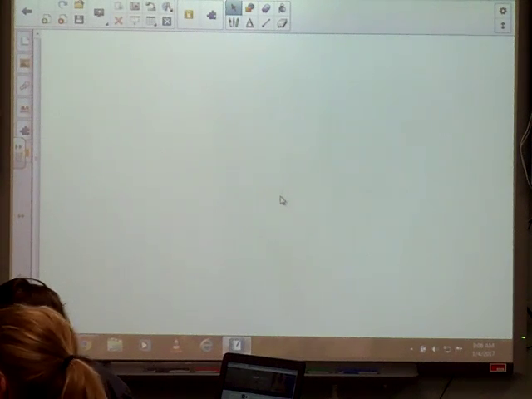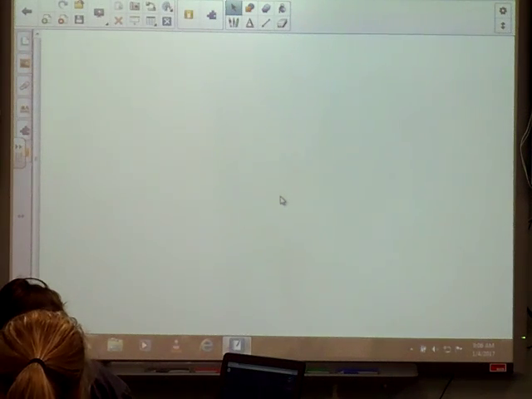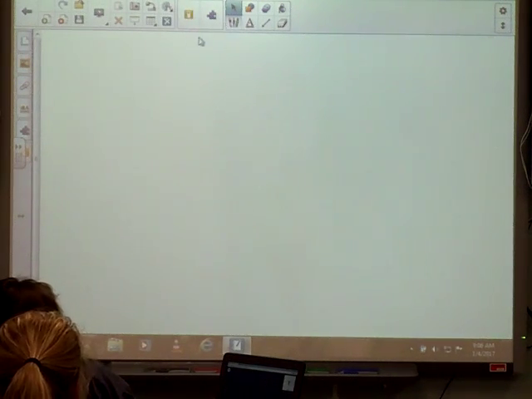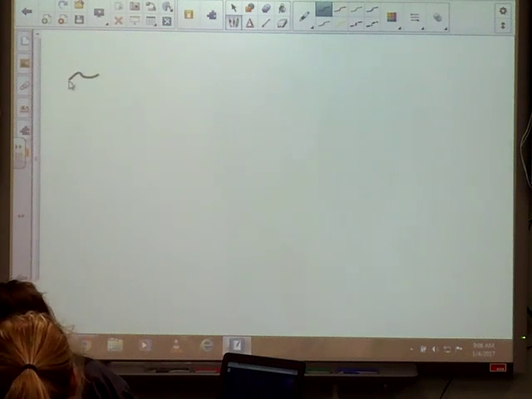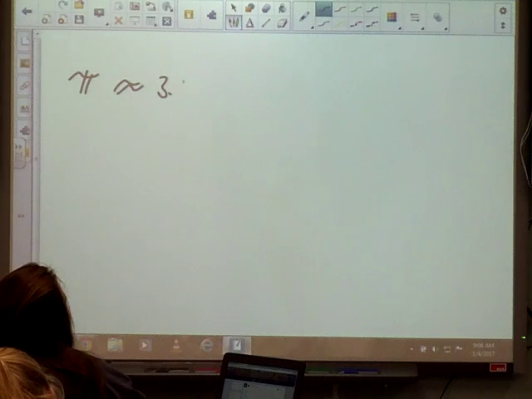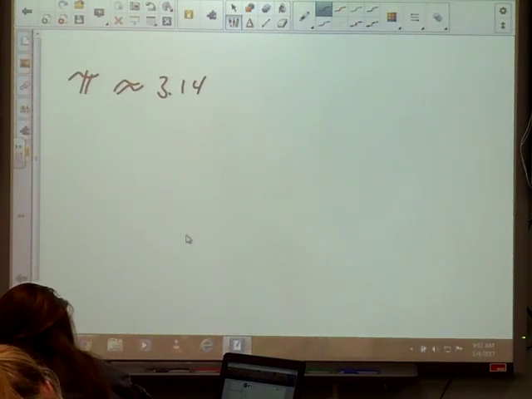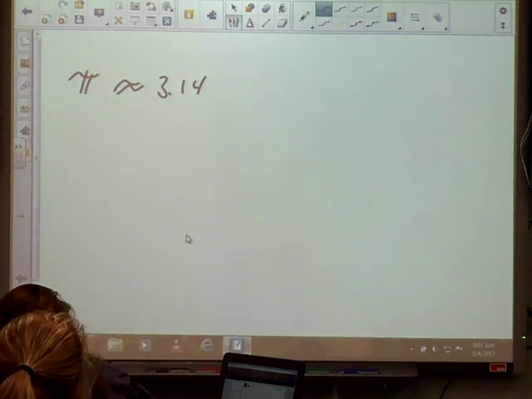Alright, e, the number e, is very similar to pi. So it has lots of the same characteristics. We know that pi is an irrational number. It is approximately 3.14. Now, what makes it irrational is that it keeps going forever. I used to have a poster up, but it fell down. 3.14, blah, blah, blah, and it keeps going.